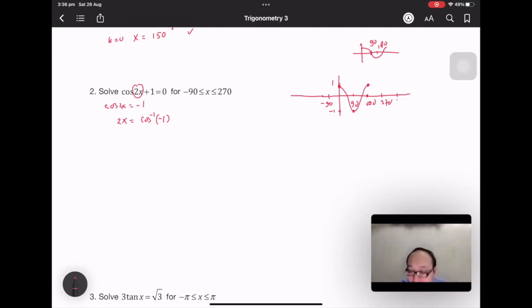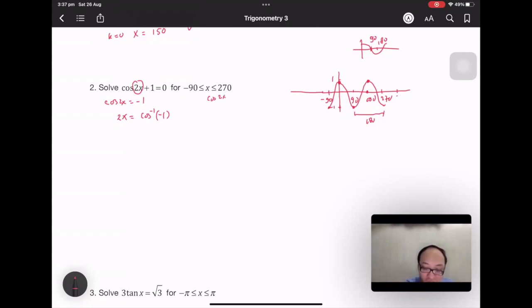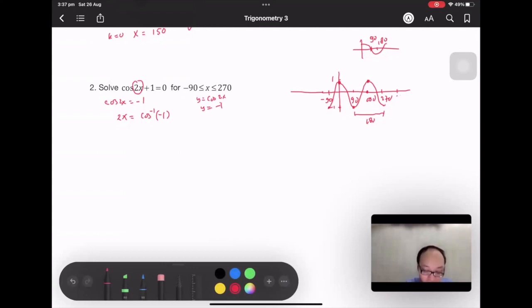And then we add again, it will minimize because the period now is 180. So minimize again at 270, like this. And for this, we minimize also in the negative, so like this. That means now we find the intersection between y equals cos 2x and y equals negative 1. So y equals negative 1 is this.